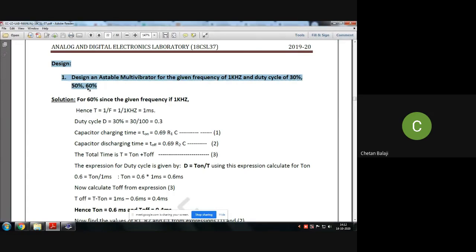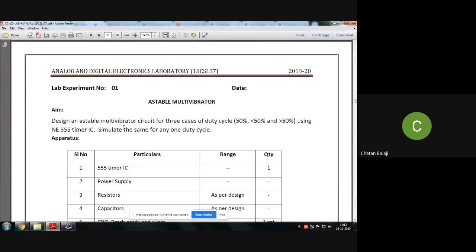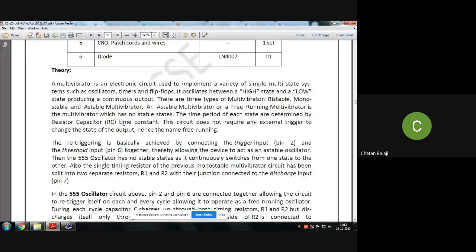Okay. Out of these 3 values, let me take 60%. Let me design for 60%. First, you write this circuit.